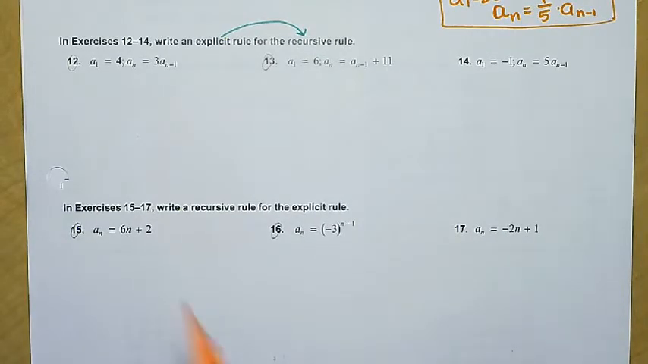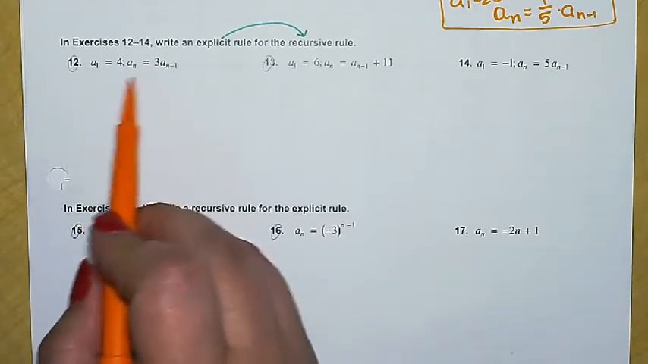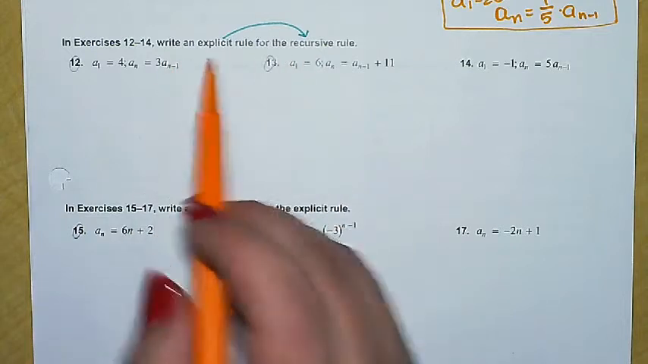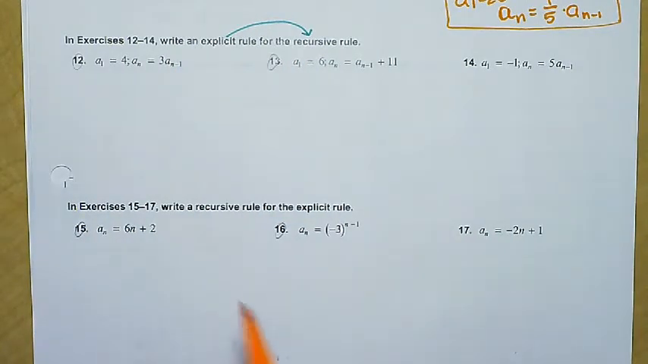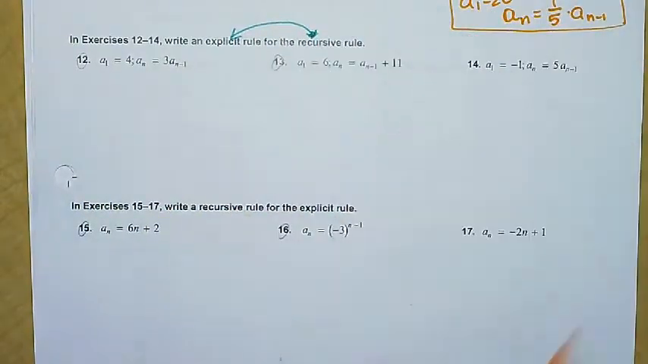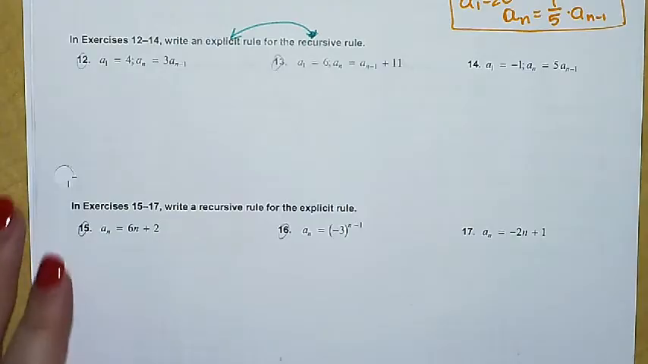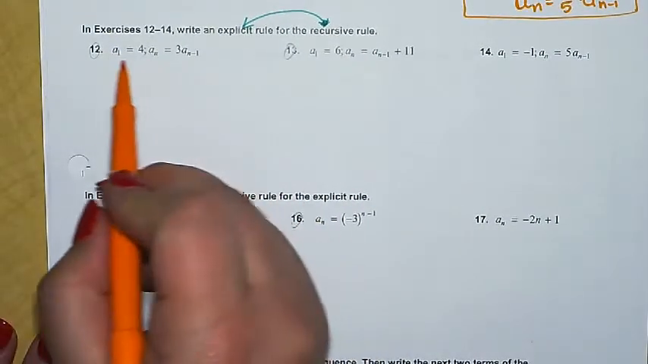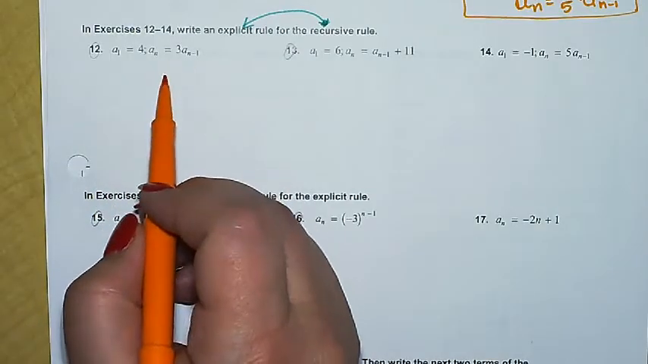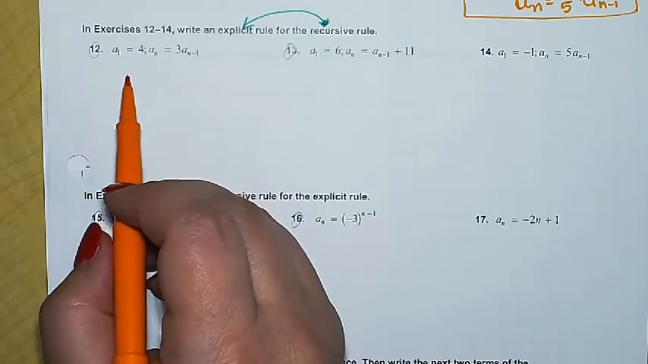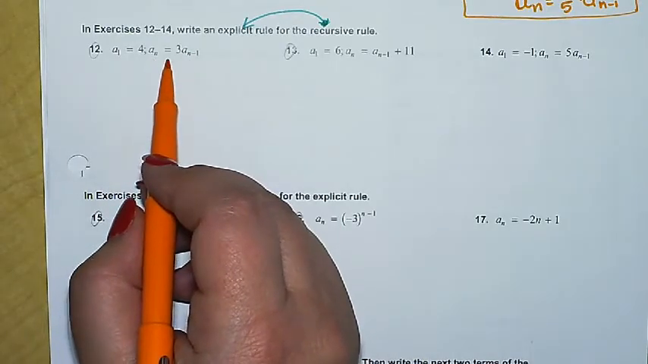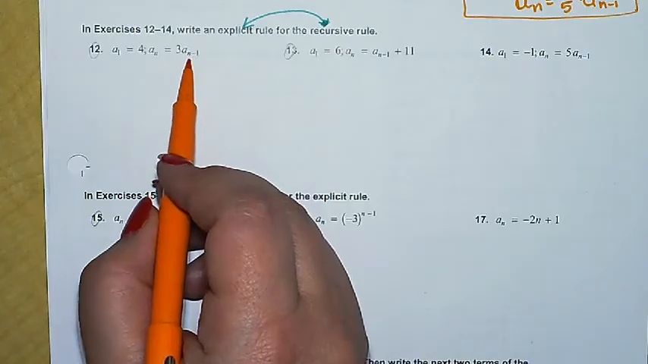And what we want to do is take this current recursive and use it to write the explicit. So write the explicit for the recursive. So we really want to go in this direction, actually. But let's go ahead and do that on number 12. On number 12, again, this is a recursive equation, so it's just explaining to me what the pattern is in the sequence. It's telling me we started at 4, and each new term in the sequence is equal to 3 times the previous term.